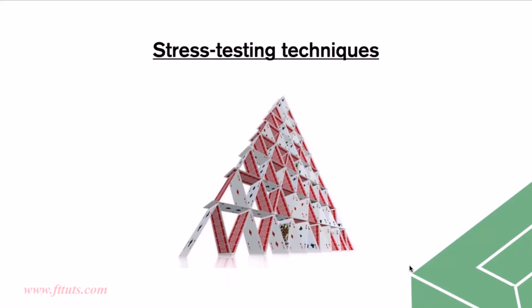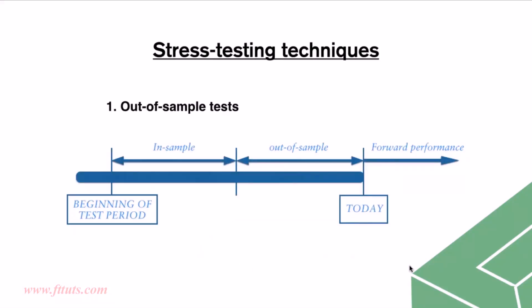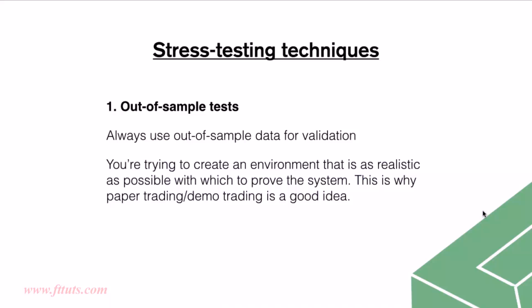So the first thing is to always use out-of-sample data for validation. Always use unseen data to run the system on to see how it performs. At the end of the day, you're just trying to create an environment that is as realistic as possible with which to prove the system before you take it live. And this is also why paper trading, demo trading is a good idea.